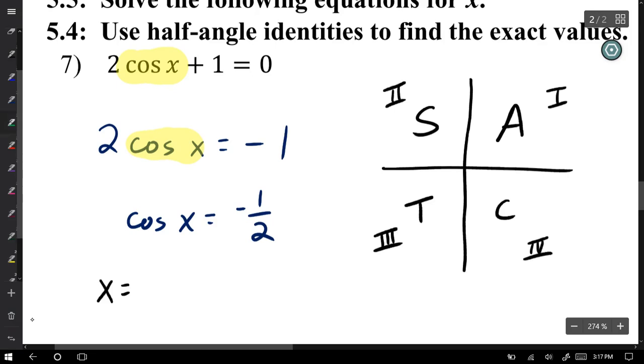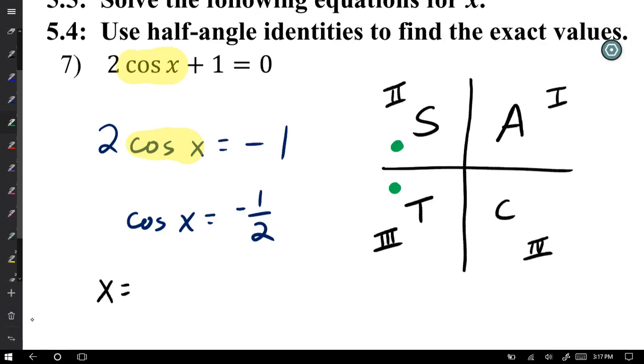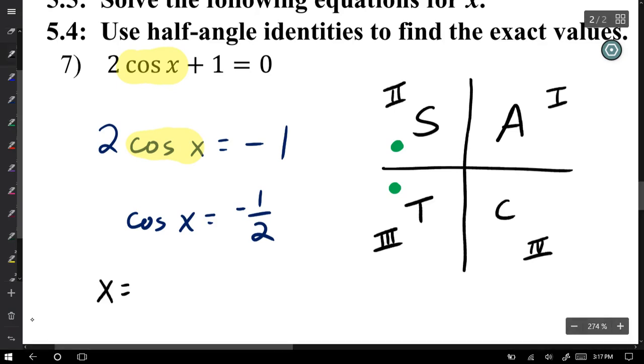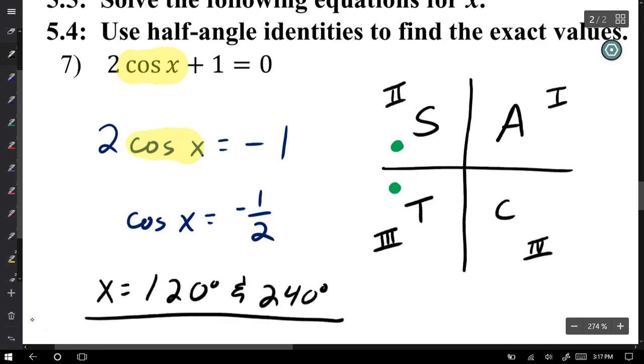The reason this is helpful is I can see my cosine is -1/2, which means I'm going to be in the second quadrant somewhere, and in the third quadrant somewhere, because the first and fourth quadrants are positive. So when I go to my trig chart, it gives me a place to look. Where is cosine of x equal to -1/2? In the trig chart, that's going to be 120 degrees and 240 degrees. And there's our answer.